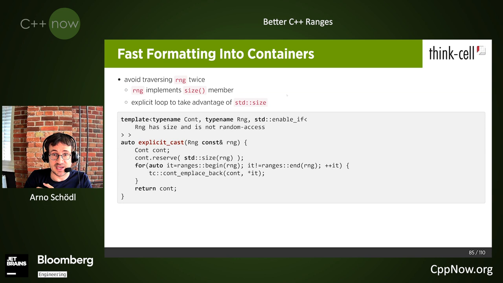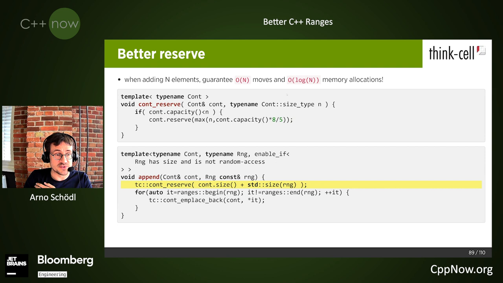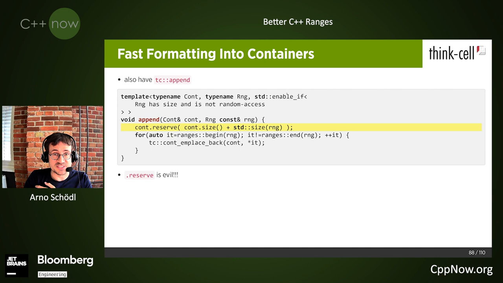any iterating twice. Now, there's also append, right? And append would do something similar. It would also first reserve for the size of the container and then append the elements. Now, the problem is that reserve is actually evil. So be very careful with dot reserve. The problem with dot reserve is that it will make the container exactly as large as needed to fit whatever you pass as an argument. So if you're running append now with small snippets of range repeatedly, then for each range, the container is going to reallocate, and it's always going to increase in size bit by bit.